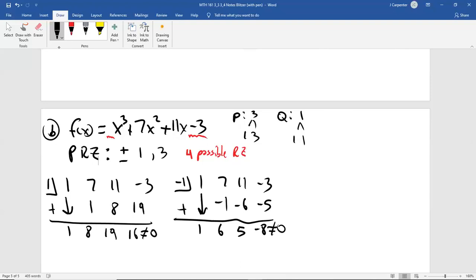So -1 is not a 0. It fails miserably. If we did this again on the quotient, it would still fail miserably. They're in the trash can permanently once they fail. If they work, you may have to try them again later.